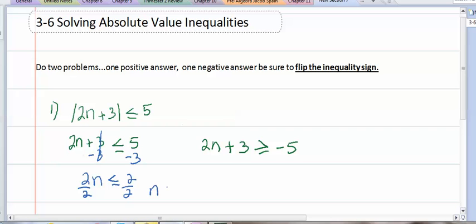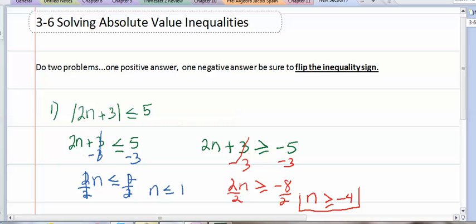My n is going to be less than or equal to, and remember these are large and in charge ones, and that's a 1, and it's 1. Do the same thing with the next problem. We're going to subtract 3, subtract 3. We have 2n, keep the sign in this direction, negative 8. Divide by 2, divide by 2. My n is going to be greater than or equal to, 2 will go into 8, negative 4.